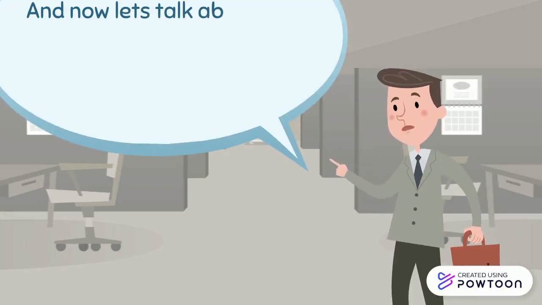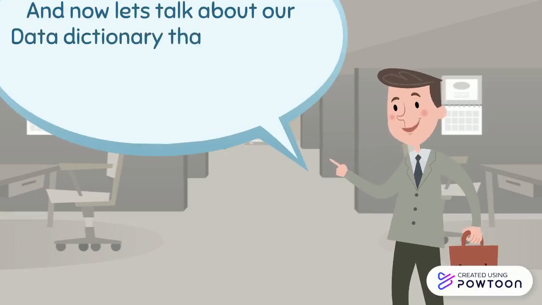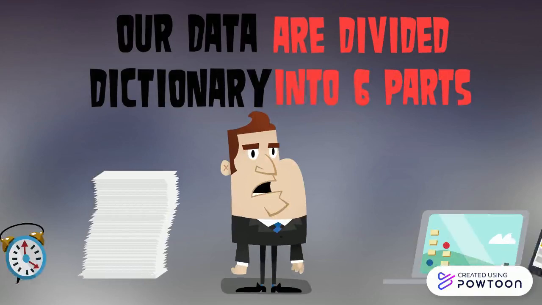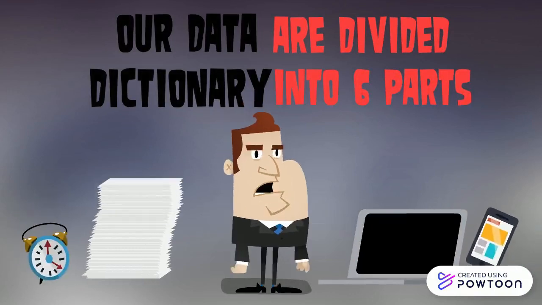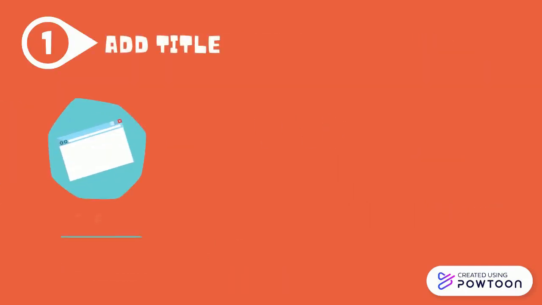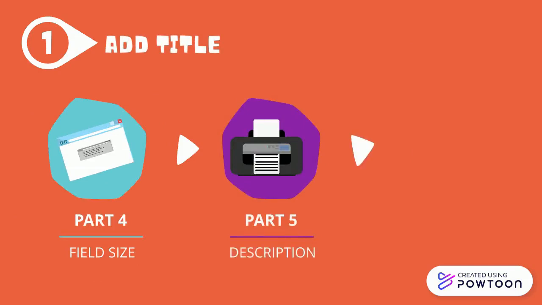And now, let's talk about the data dictionary that we use on the system that we are working on. Our data dictionary is divided into six parts: the field name, data type, data format, field size, description, and lastly, the example.